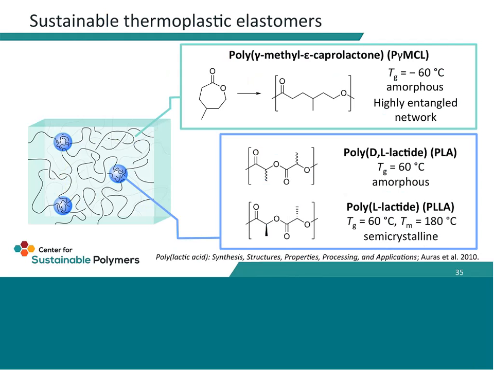And in the case of our high Tg end block, or our glassy end block, we're looking at using polylactide, which is ubiquitous for its renewability. For this polylactide end block, in this blue square here, we can either use an amorphous polymer, which only exhibits a glass transition temperature of 60 degrees, or we can use a semi-crystalline polymer, which has the glass transition as well as the melting temperature.